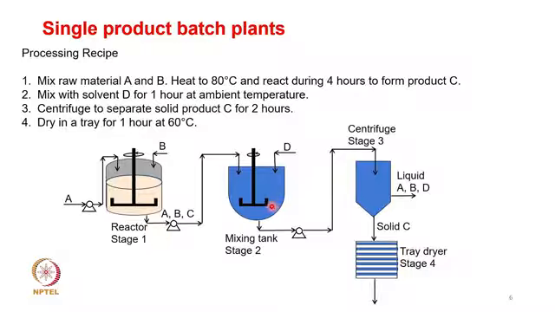Once the mixing tank operation is done, you transfer them to the centrifuge, then to the tray, and finally the tray dryer, and finally for other packaging and other subsequent downstream operations. So, now let us talk about where the scope of scheduling comes into the picture.